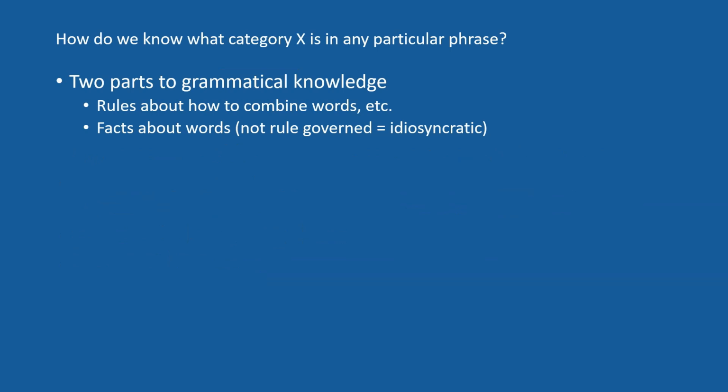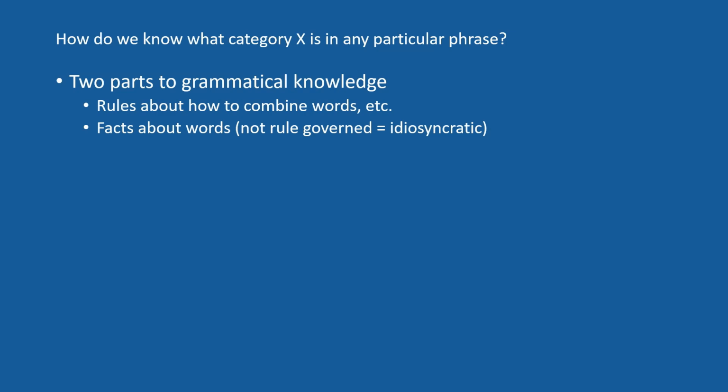So a question that arises quite soon is, given any particular phrase, how do we know what the category of the phrase is? In order to see how this works, we have to talk about our grammatical knowledge and the fact that it comes in two different types of things. Part of our grammatical knowledge is to do with rules that tell you how to combine words, the kind of thing that we're looking at here with this X-bar rule that tells us to combine a head with some other phrase to form another phrase. Being a rule, it's something which is very general. It applies across the language.